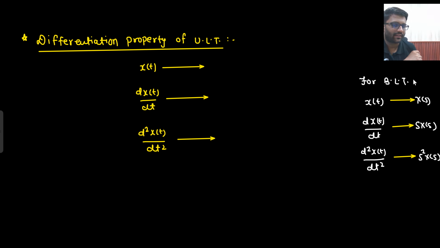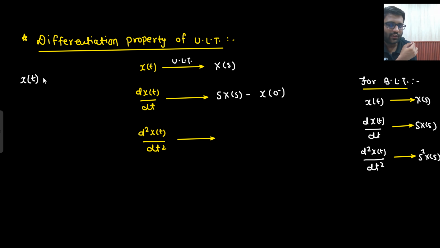This was for bilateral, because whatever we have studied till now was the bilateral Laplace transform only. But for unilateral, the property is: if x(t) has X(s), this is the unilateral Laplace transform, then the unilateral Laplace transform of dx(t)/dt will be sX(s) minus x(0-). What is this x(0-)? There would be a signal x(t), no? The value of x(t) at t equals 0 minus is x(0-). So this is the meaning of x(0-).